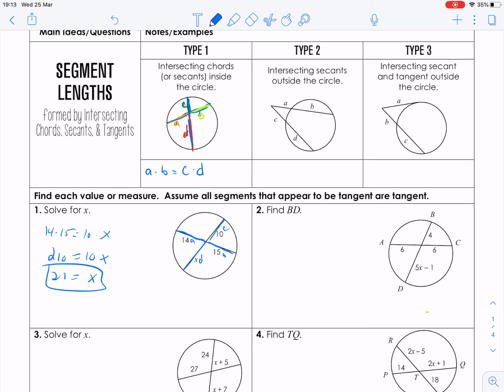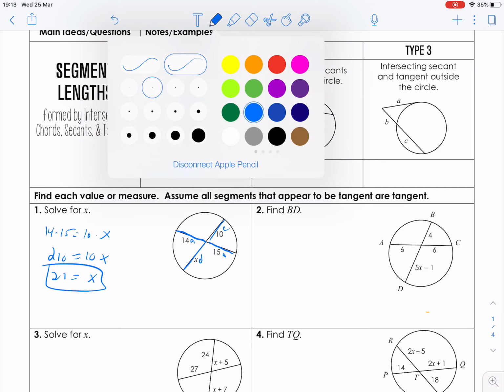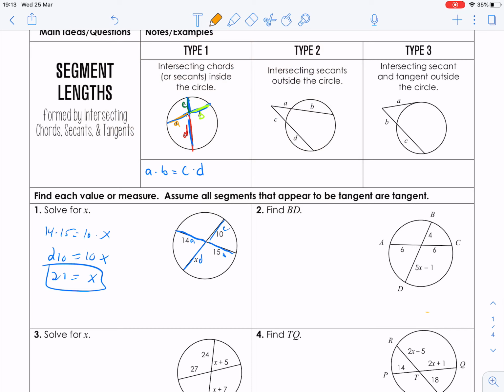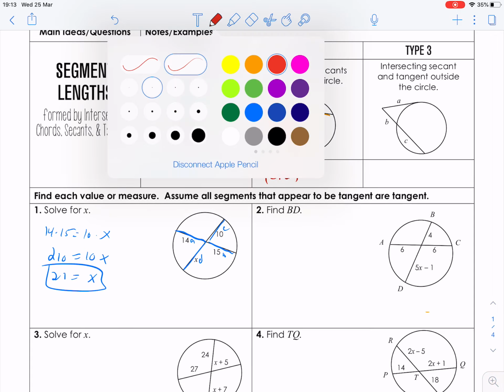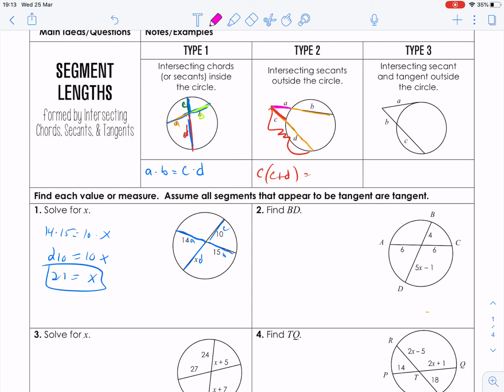So type 2, here we go. This is if it intersects outside the circle, and it's two secants intersecting outside the circle. So we have this guy and this guy. What's cool is if we take just the little piece that's outside the circle, we'll call that C, and we multiply it by the whole thing. The whole thing is not D, it's C plus D. That's going to equal the outside of the other side, A, times that whole thing, A plus B.